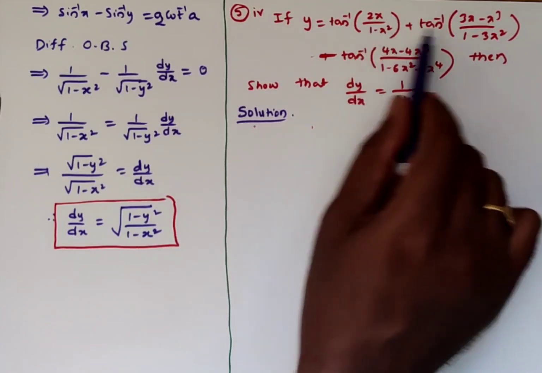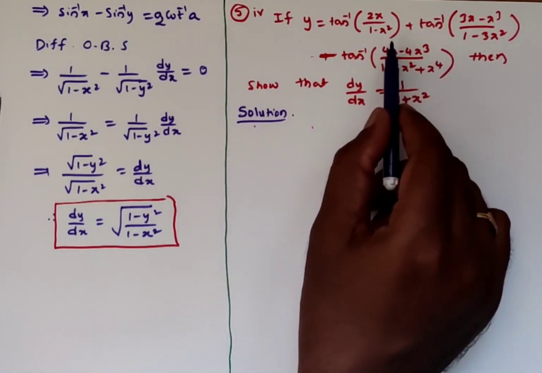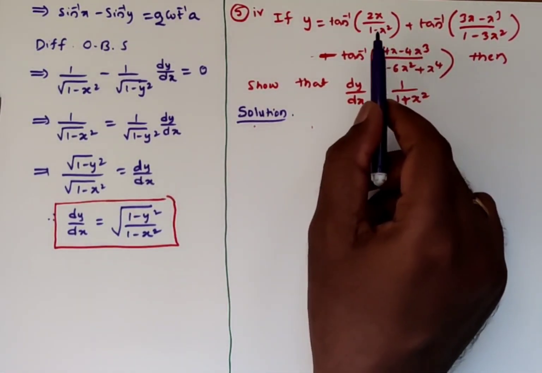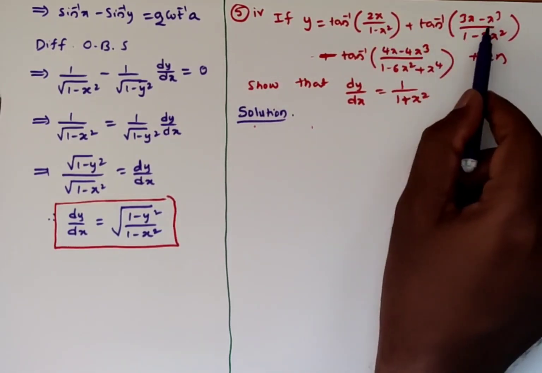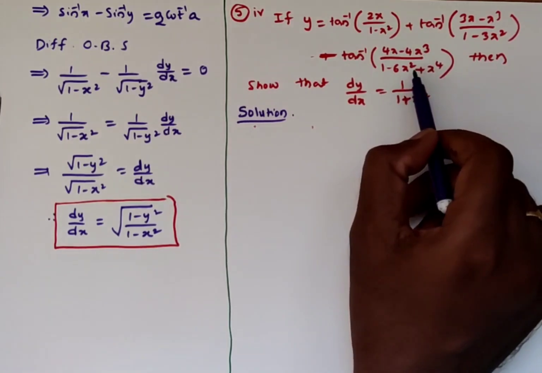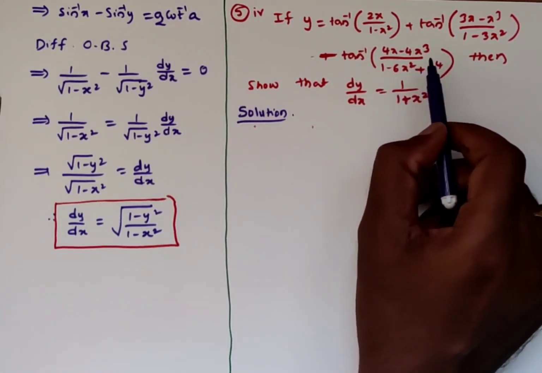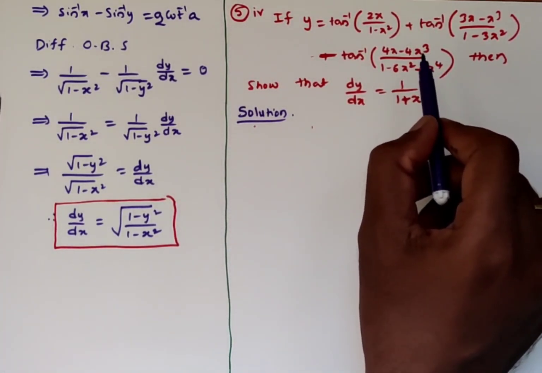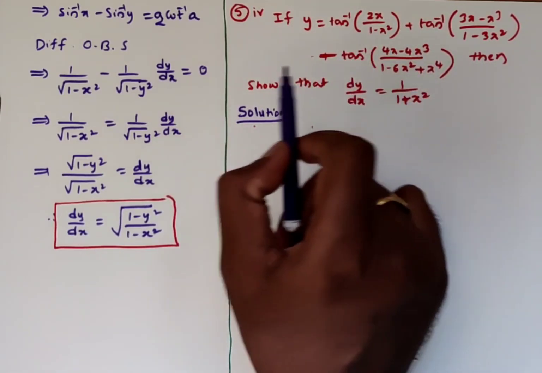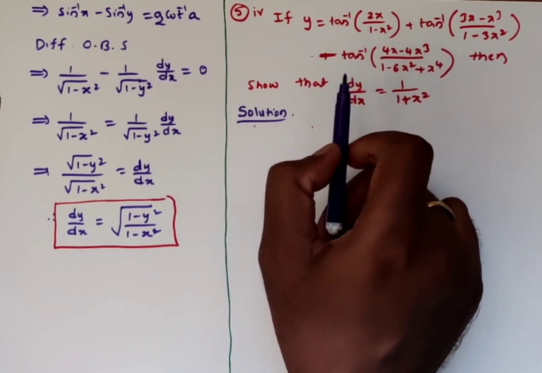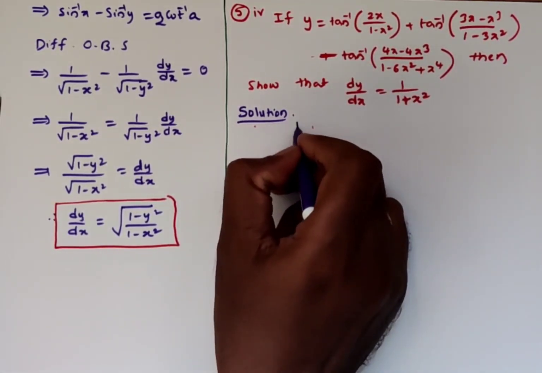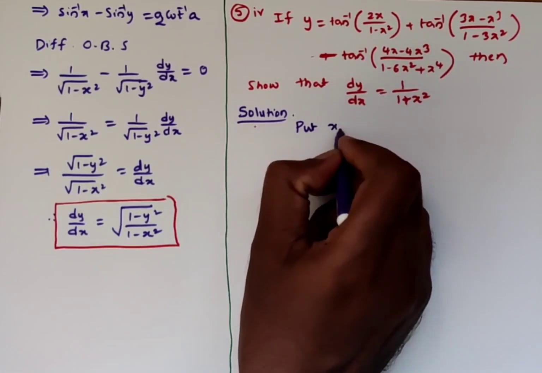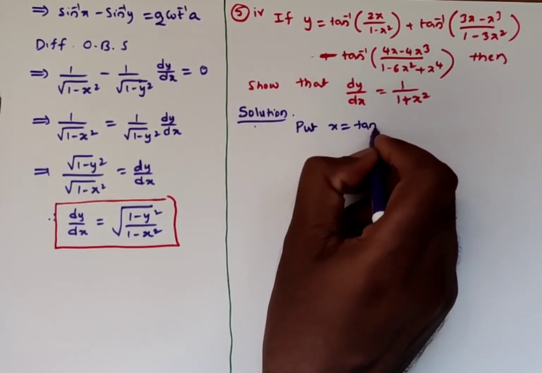Here, as soon as we see our function, an idea comes: 2x by 1 minus x square. If we replace x with tan theta, then what happens? It is like a tan 2 theta form. Similarly here it is tan 3 theta. Obviously it is tan of 4 theta. So better go with the substitution method to evaluate the derivative of this function, otherwise the simplification may be complicated. Okay, so put x equals tan theta in the given function.